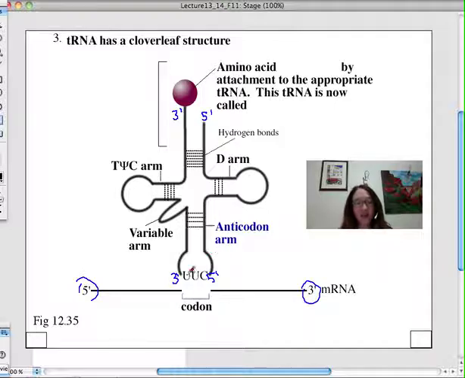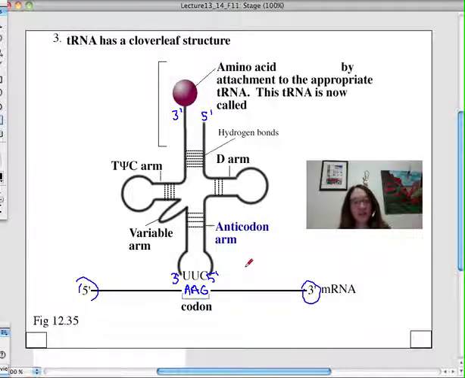So now that we've recognized that, we can go ahead and write down what the codon would be based on base pairing rules, right? So U is going to pair with A, and then finally C is going to pair with G. So we recognize that the codon that tRNA would bind with would be AAG.